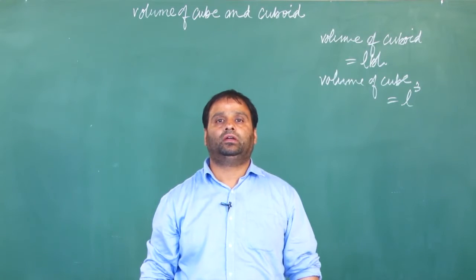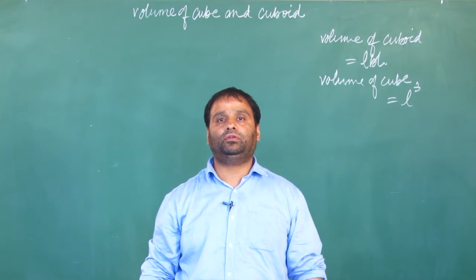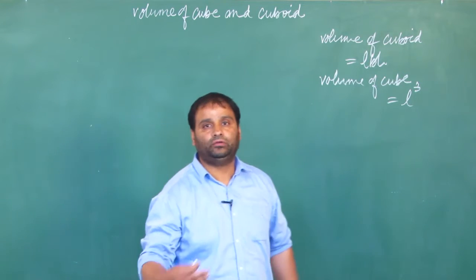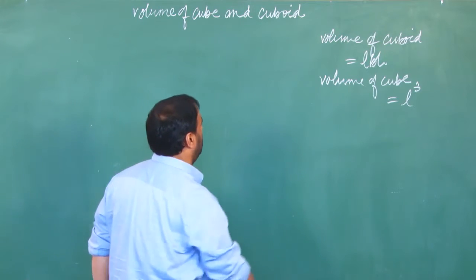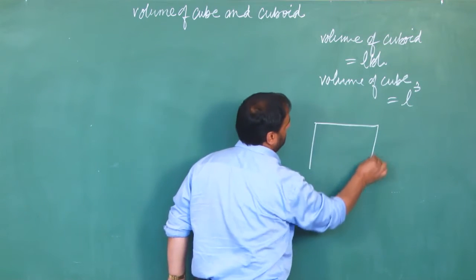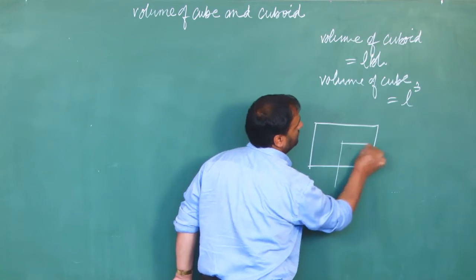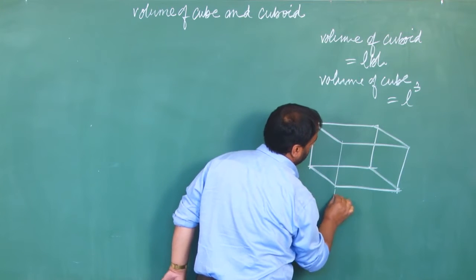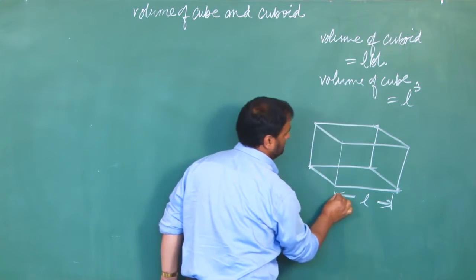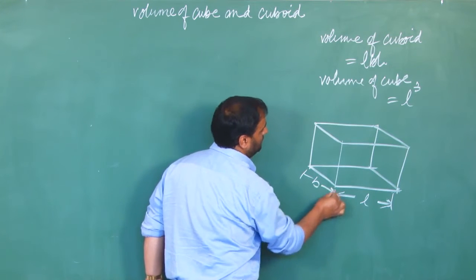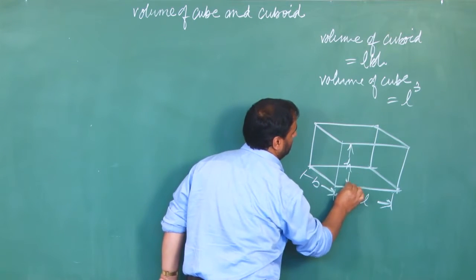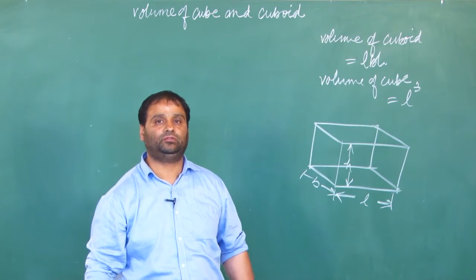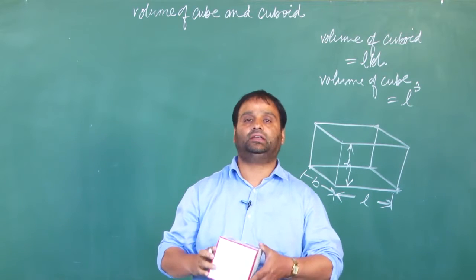Hello students, today our topic is to find the volume of cube and cuboid. We know that a cuboid or a cube is a three-dimensional figure. A cuboid has 6 rectangular faces as shown, with varied length, breadth and height. This is the length of the cuboid, this is the breadth, and this is the height of the cuboid, exactly like this box.